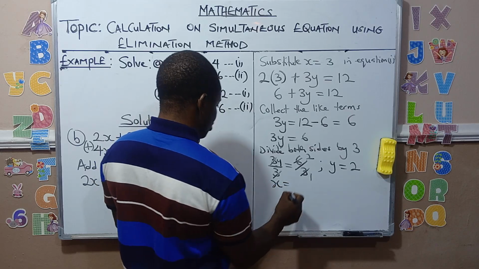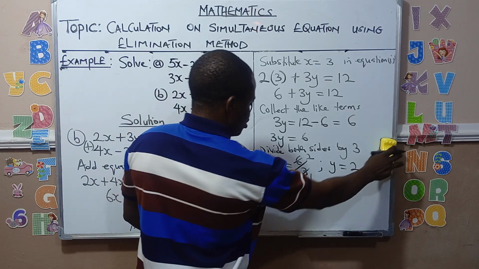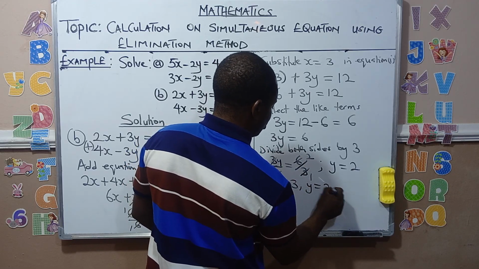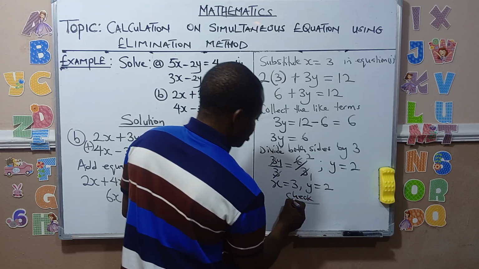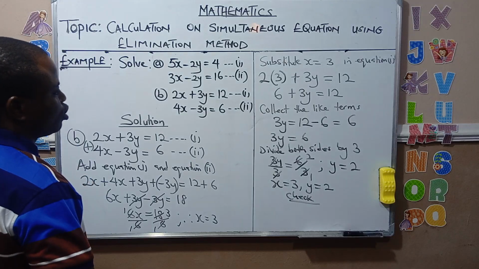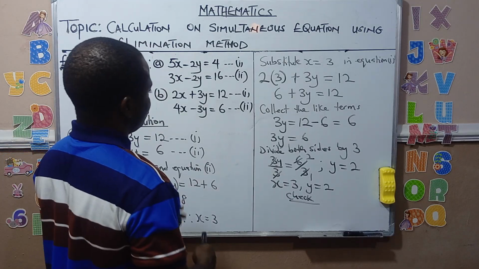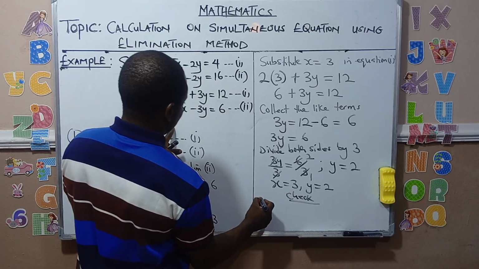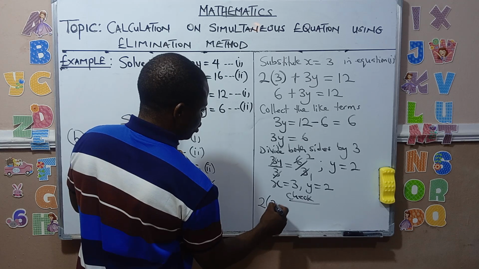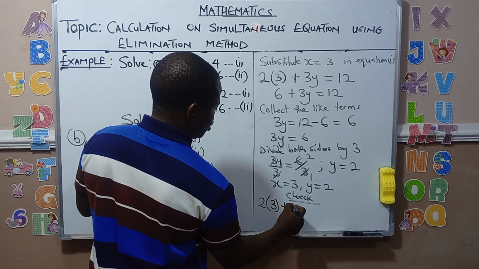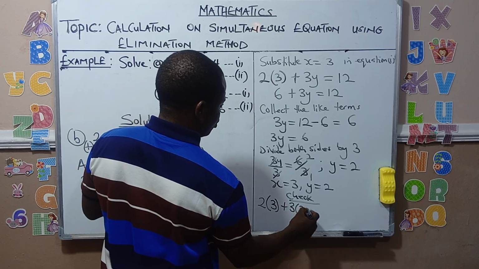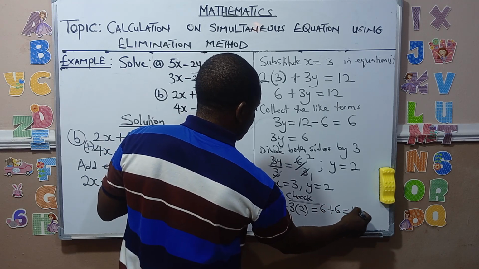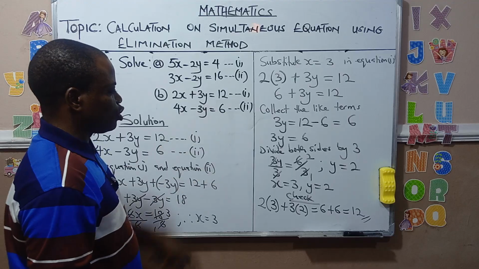x equals 3, y equals 2. Let's check to know whether we're correct. Anywhere you see x, substitute the value. If you're able to get 12 or 6, that means that we're correct. I'm picking equation 1. 2 into 3 plus 3 into 2. 2 times 3, that's 6. 3 times 2, that's 6. 6 plus 6, that's 12, which is what you have in equation 1.